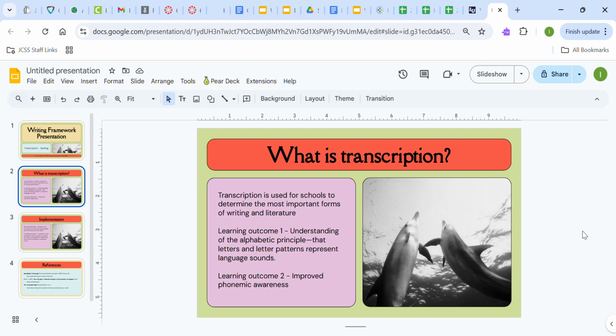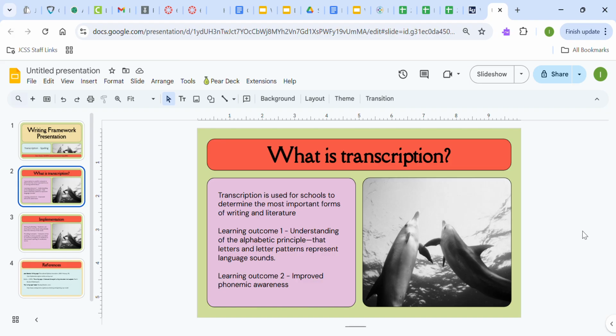There are two learning outcomes when it comes to the use of transcription and spelling for this assignment. The first learning outcome is the understanding of the alphabetic principle that letters and letter patterns represent language sounds. This is something extremely important when it comes to the spelling of various words and various vocabulary terms that students will need to know, as they need to understand the letters and their patterns that represent language sounds. This will help them better understand how to spell varying words, as well as help them further themselves when it comes to literature within an academic setting.